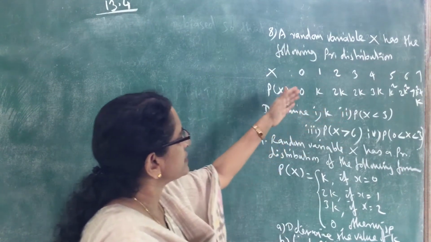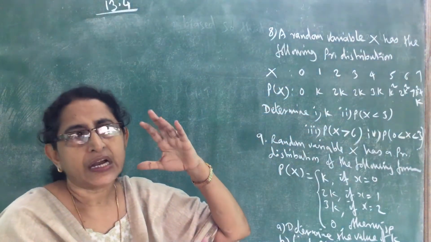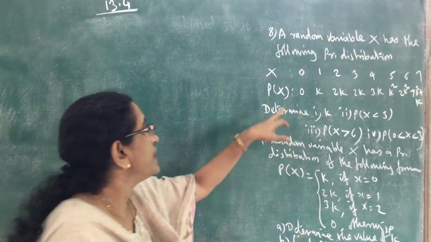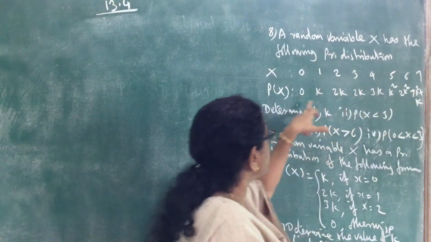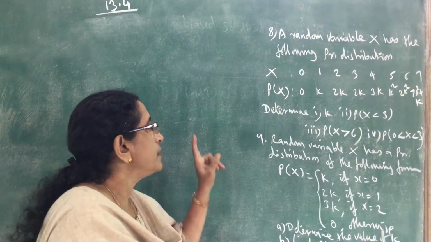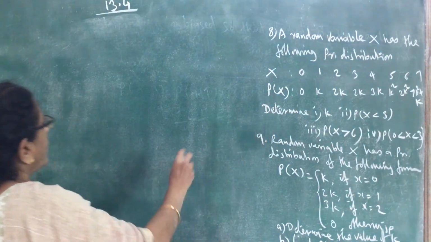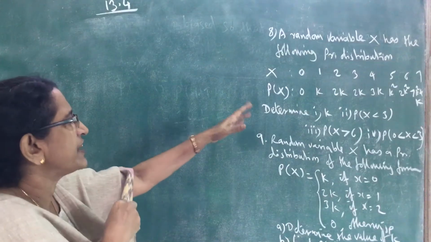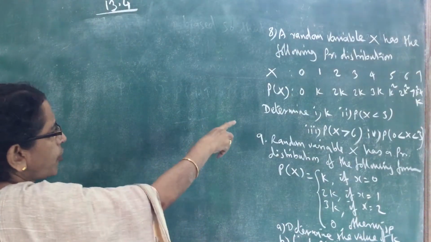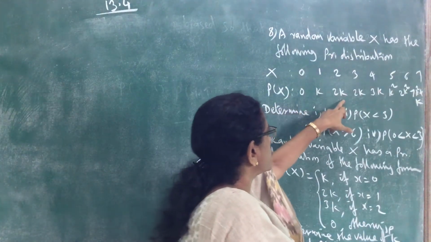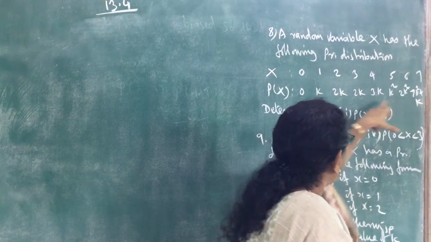So how can we find it here? We know the property of a probability distribution: the sum of all the probabilities will be equal to 1. So we can add all the probabilities, and that will be equal to 1. Using that we can find the value of k. So 0 plus k plus 2k plus 3k, and so on. You can add all these.